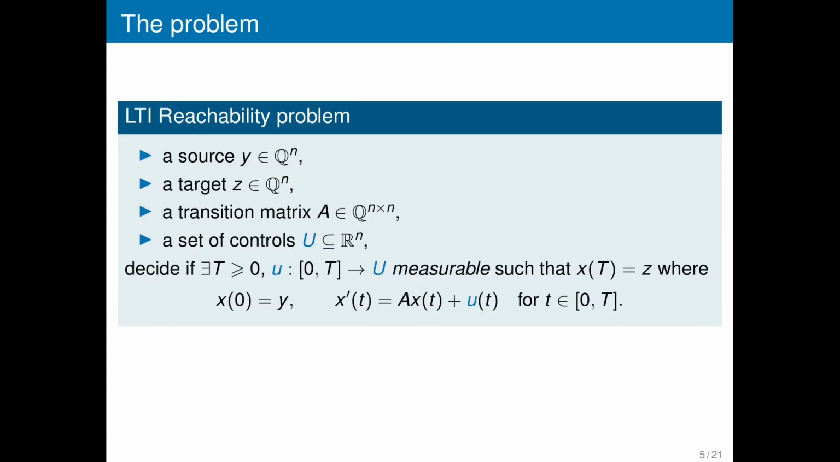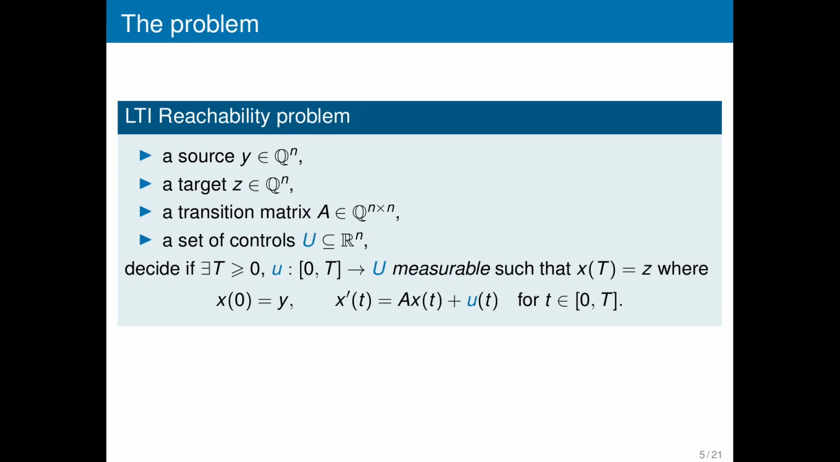The problem we're interested in is what we call the LTI reachability problem, where we're given a source, that would be the initial position of the car, the target position, which would be the final position of the car, the transition matrix A that describes the physics of the system, and a set of controls U. For now, U can be any set in R^n.